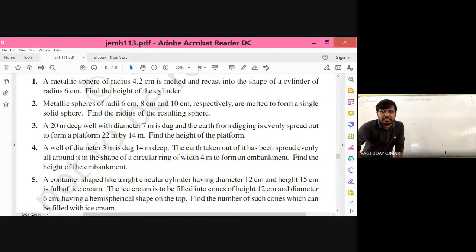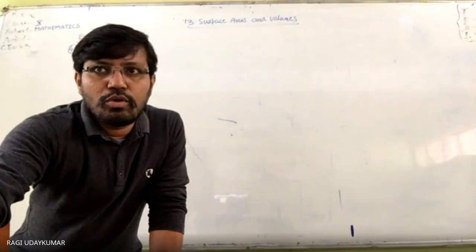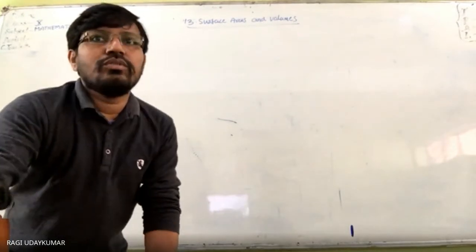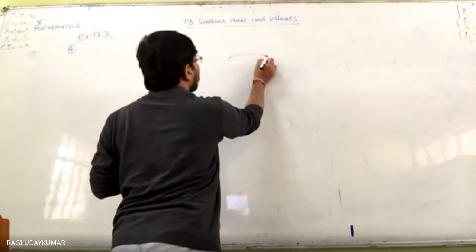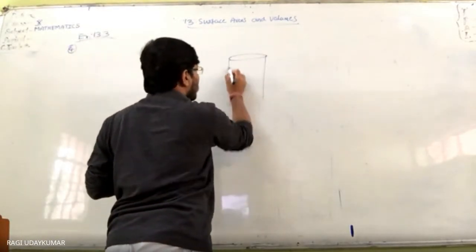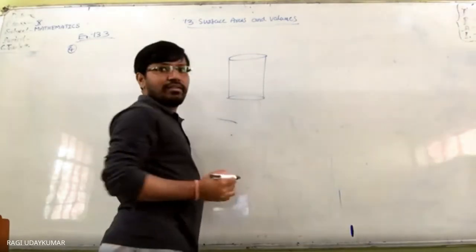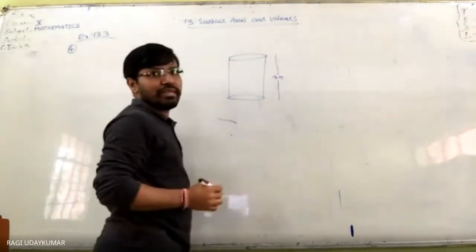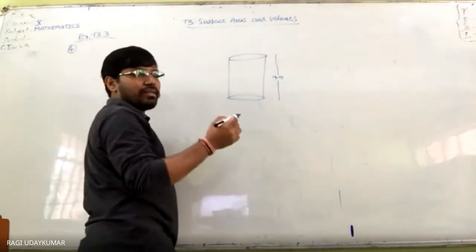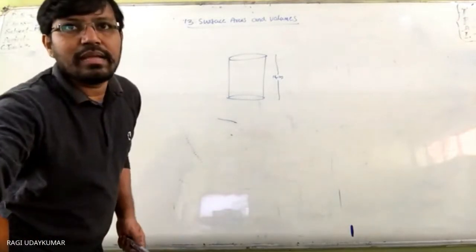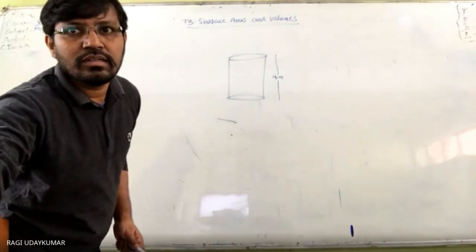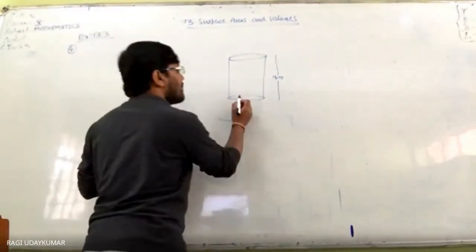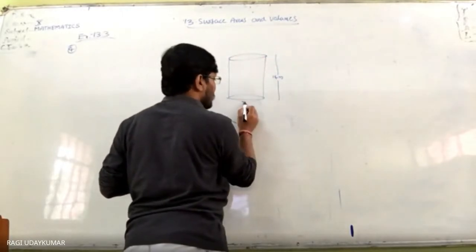And width is 4 meters. Concentrate on the board here so that you can easily understand. Now the question is given to you like this. This is a well, and the depth is 14 meters, and the diameter is given as 3 meters. Diameter 3 meters and width 4 meters. So diameter 3 meters means from here to here it is 3 meters.